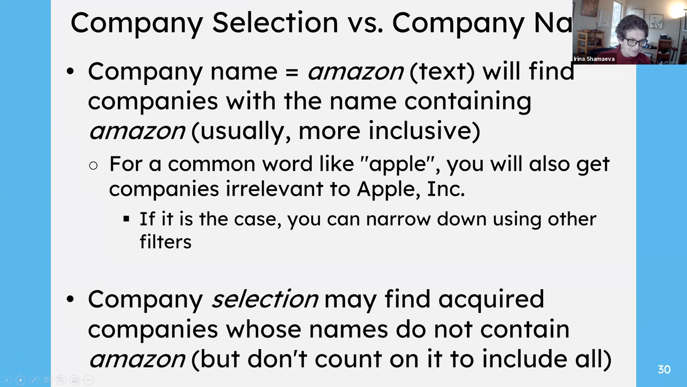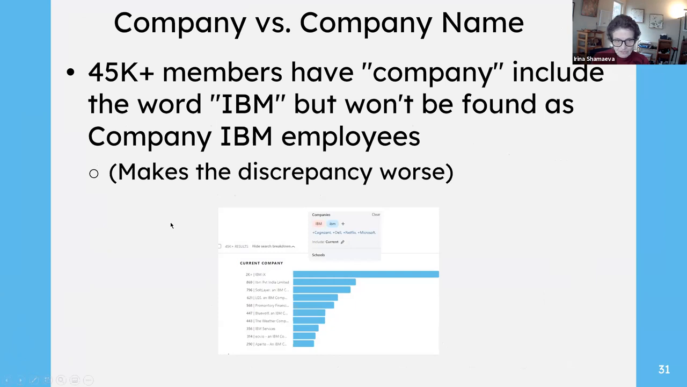So here is an example screenshot that shows the discrepancy. 45K plus members have entered the word IBM, but did not point to the company IBM. They will not be found if you're searching by a company selection. Does that make sense?